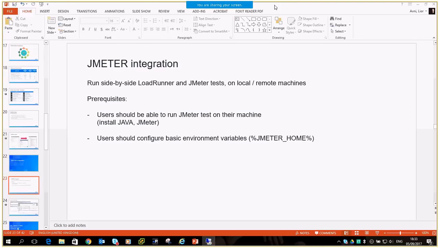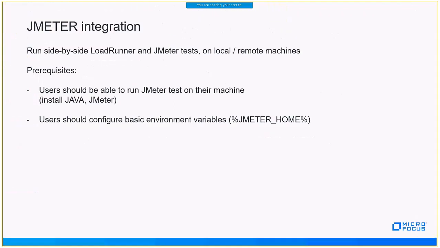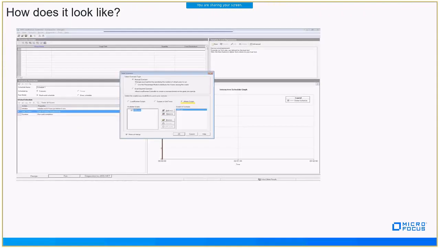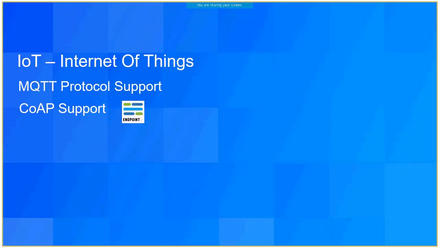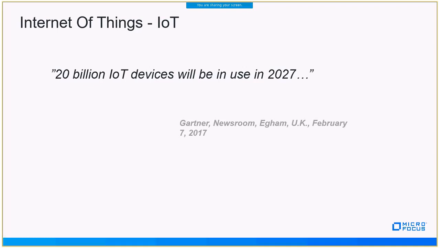And moving back to the presentation. A few screenshots on how it looks. And moving on to the future, okay, that is already here. Internet of Things, IoT. I don't know if you all know, but Gartner says that more than 6.4 billion Internet of Things, IoT, devices will be in use by 2017. That number will grow to more than 20 billion by 2027.